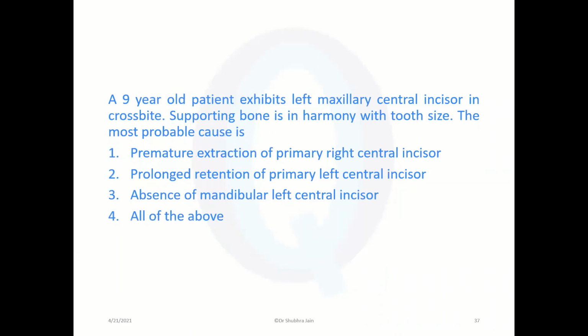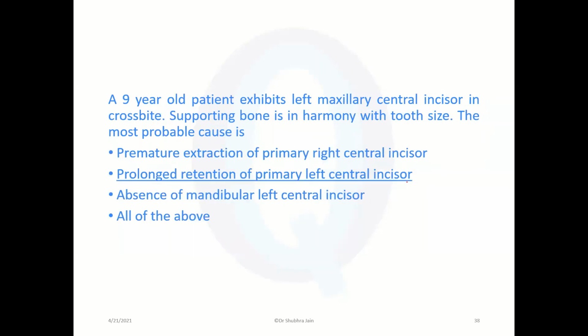Okay. Now, a 9-year-old exhibits left maxillary central incisor in cross-bite. Supporting bone is harmonious. What could have been the cause? Left maxillary central incisor is in cross-bite. It means that the maxillary central incisor has come lingually. It means that there is a prolonged retention of the maxillary left. Yes, thank you.